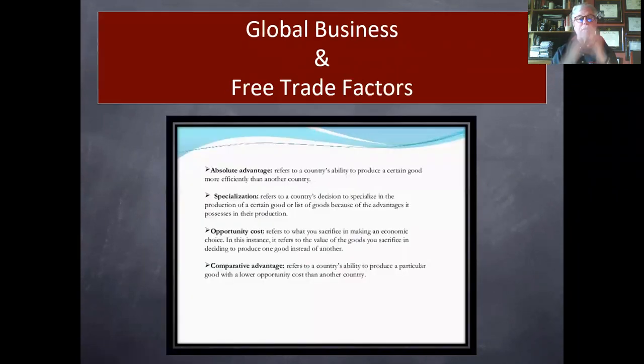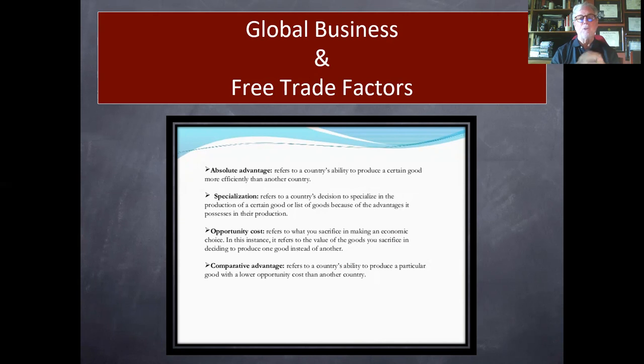Now here are some definitions. Absolute advantage refers to a country's ability to produce a certain good more efficiently than another country. And we'll talk about these. Specialization refers to a country's decision to specialize in the production of a certain good or list of goods because of the advantages it possesses in their production.